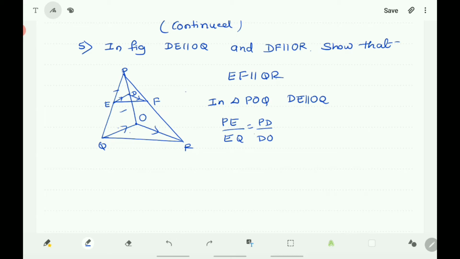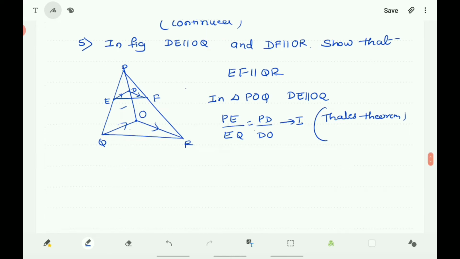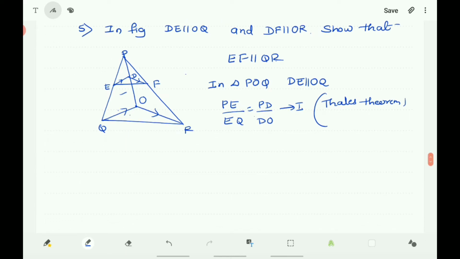Consider this as first, and the reason is the Thales theorem. The line is parallel to OQ and it divides the other two sides PQ and PO in the same ratio. Therefore PE by EQ is equal to PD by DO. Next you take the triangle POR.